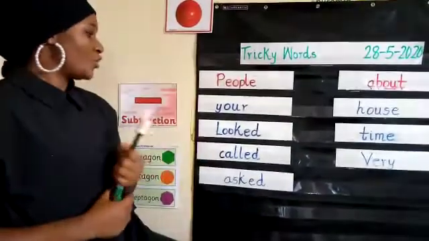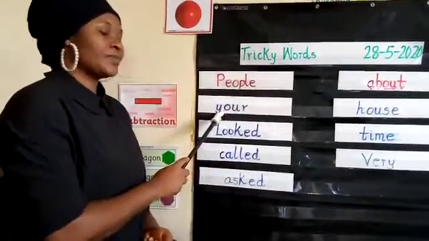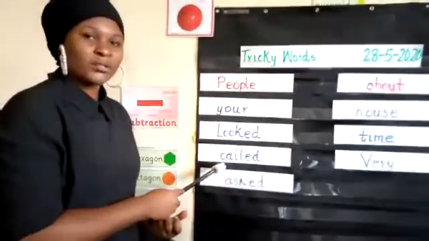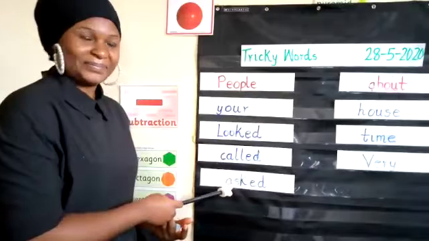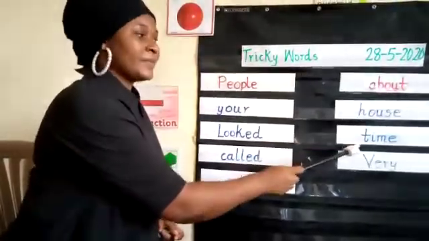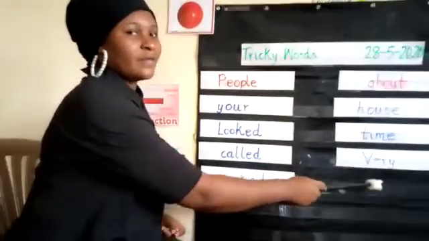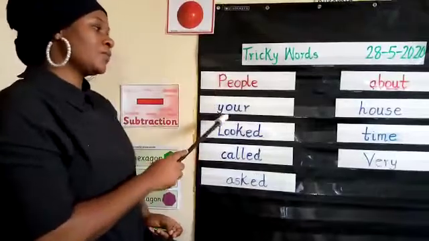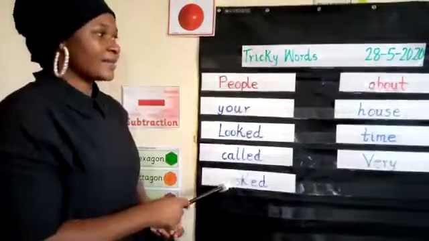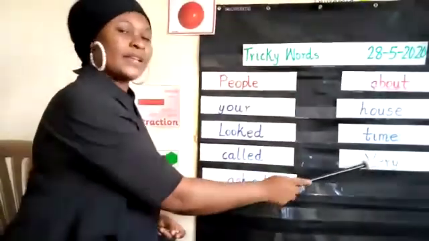Okay? So the tricky words we're reviewing today are people, your, looked, called, asked, about, house, time, and very. See? Very. So I have people, your, looked, called, asked, about, house, time, and very.